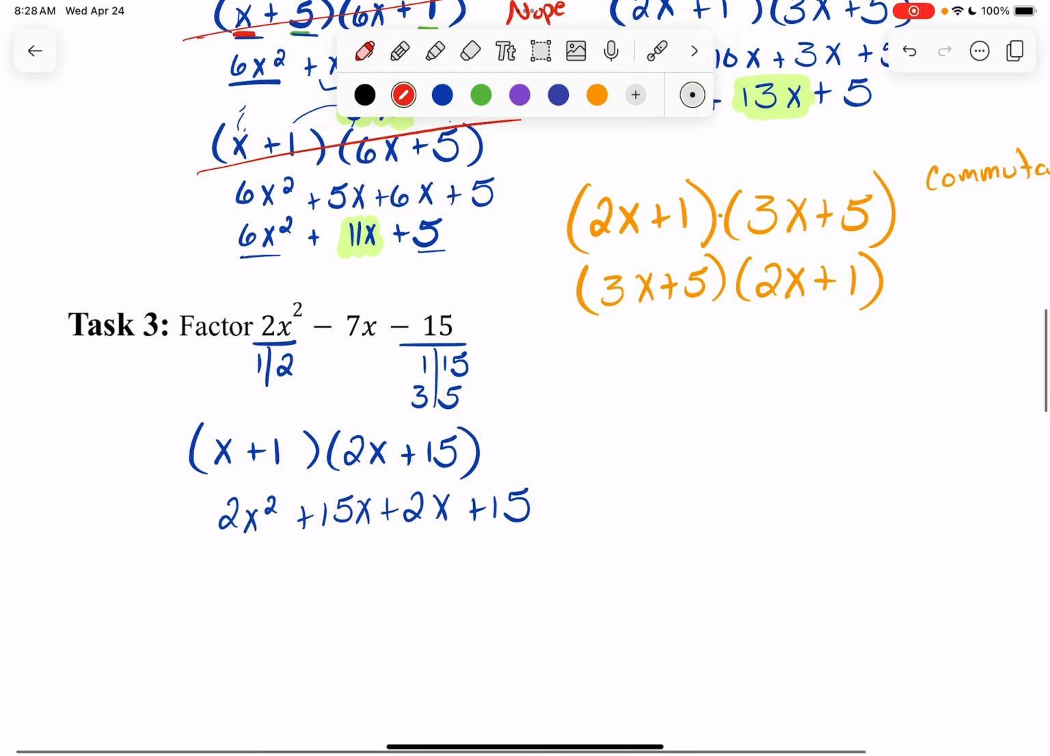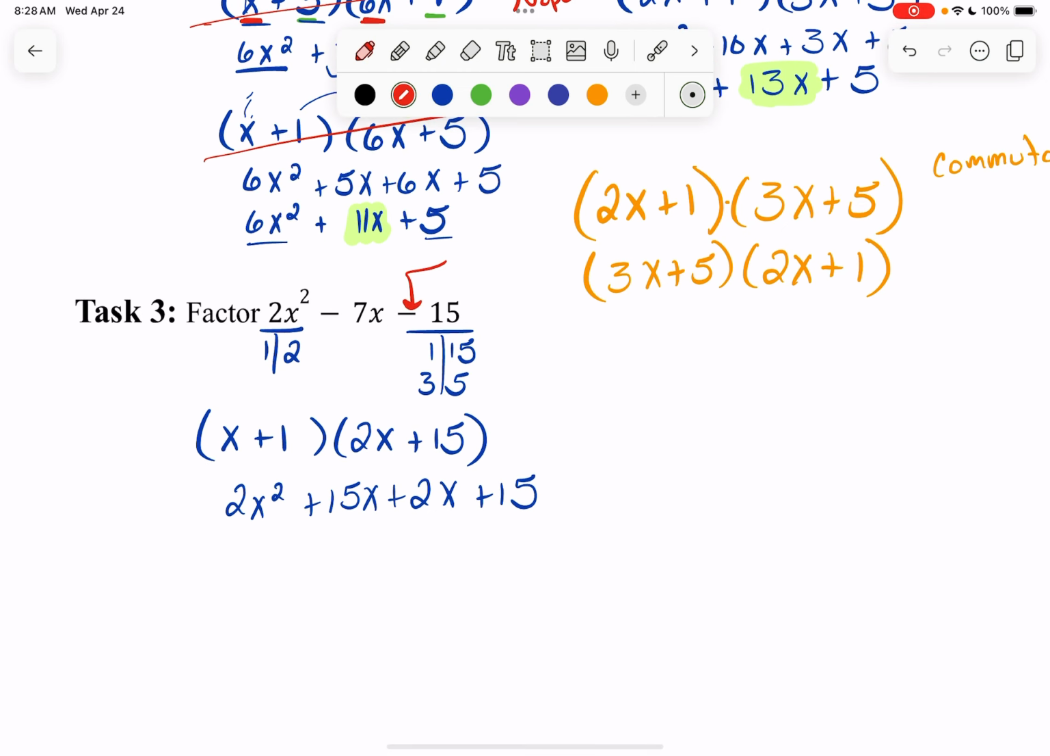Okay, and we may have missed it. This is a negative. I need to get to a negative 15, which tells me one of these two has to be negative. So let's go ahead and try the 1 as negative to start. So that's going to change things up a bit. So we have 2x to the second plus 15x minus 2x minus 15. So when we go to add these, 2x to the second plus 13x minus 15.